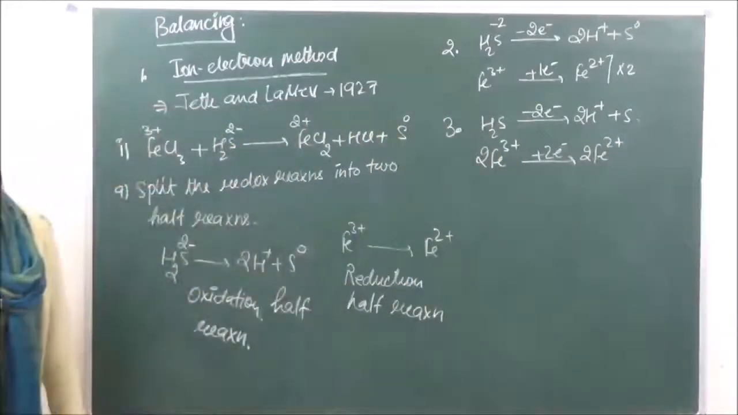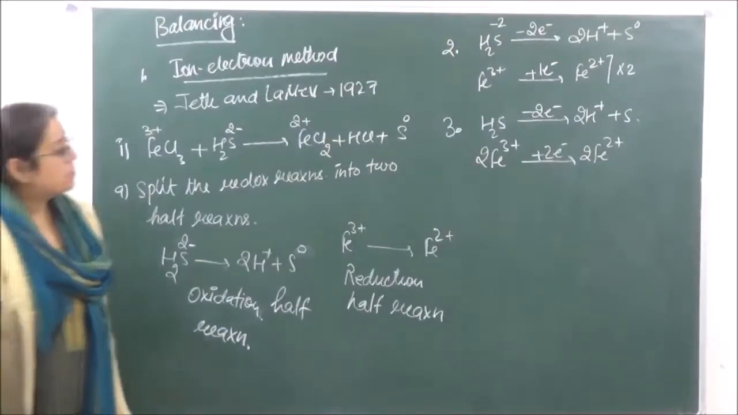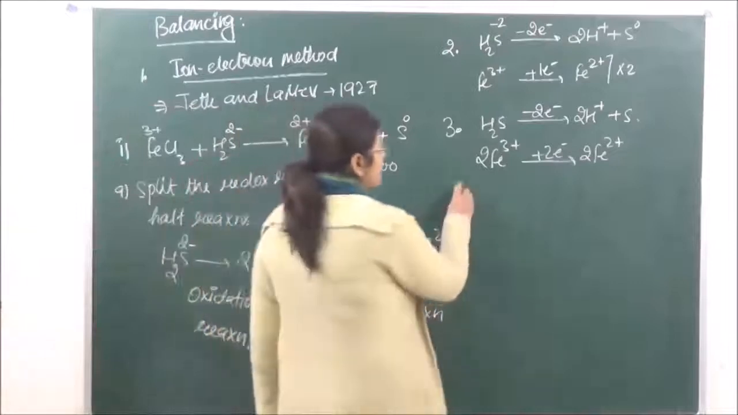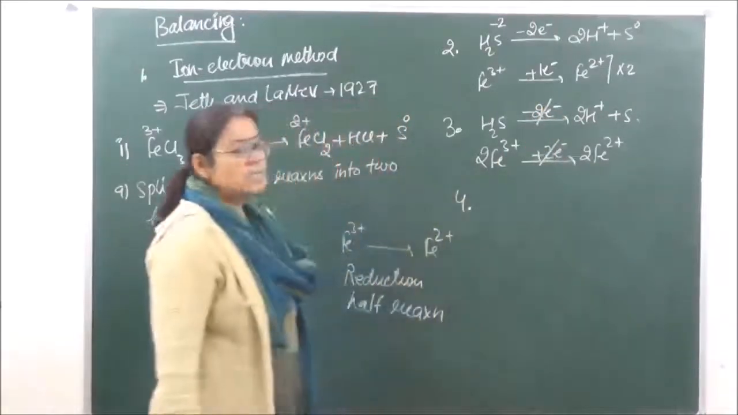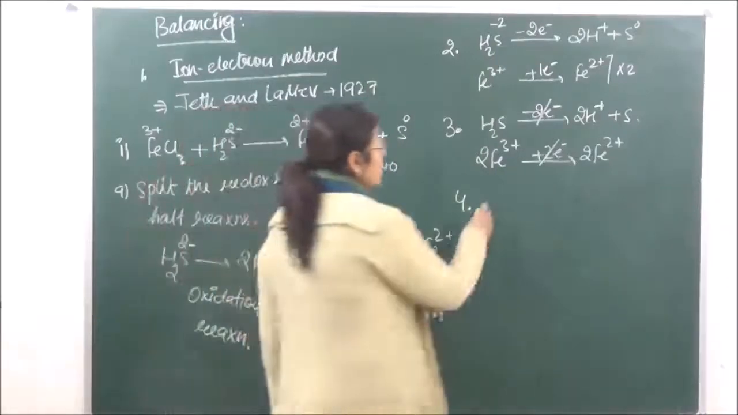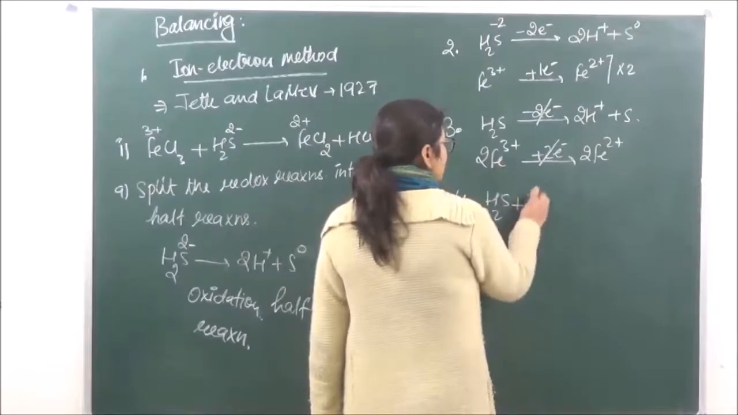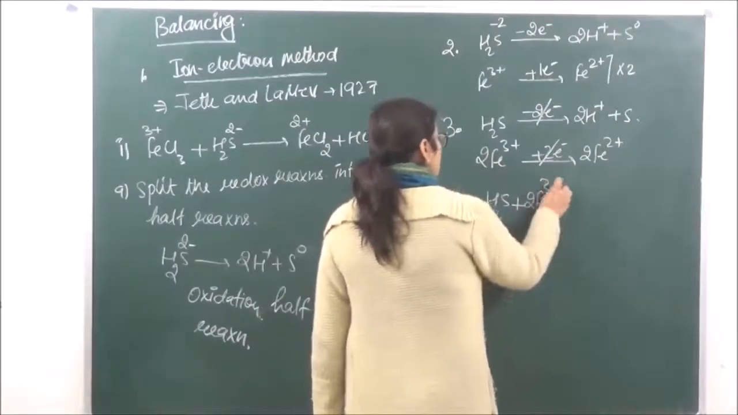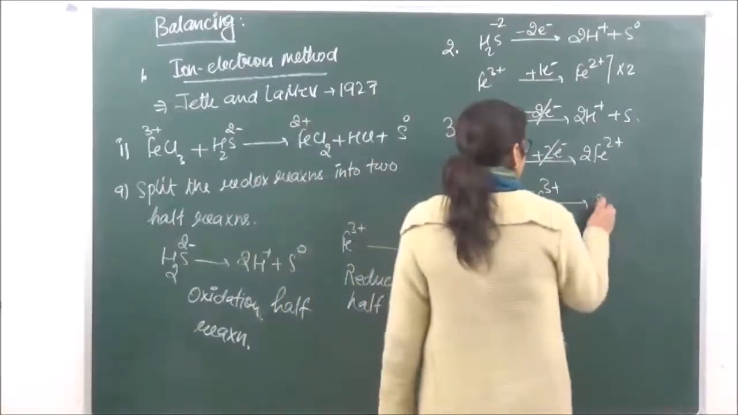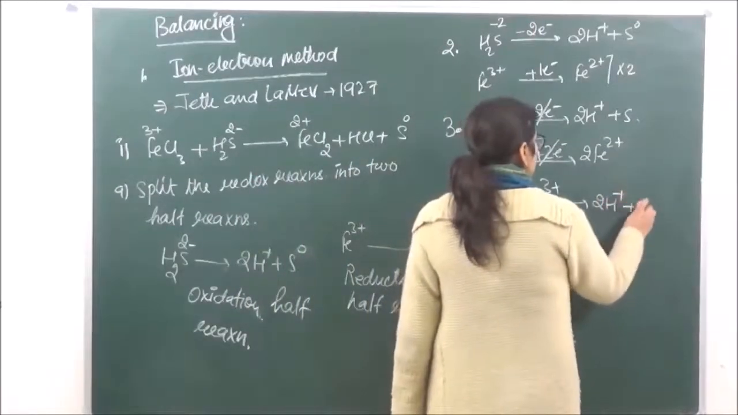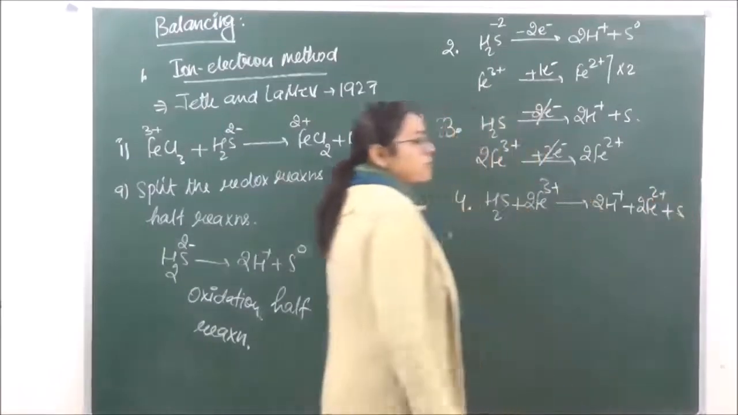ठीक है? So these are going to be the balanced reactions. Now in the fourth reaction, fourth step, we are going to add both these reactions. Over here you will see that both the electrons get cancelled. So what is going to be on adding? What will we get? H2S plus 2 Fe3 positive to give us 2H positive plus 2 Fe2 positive plus sulfur.